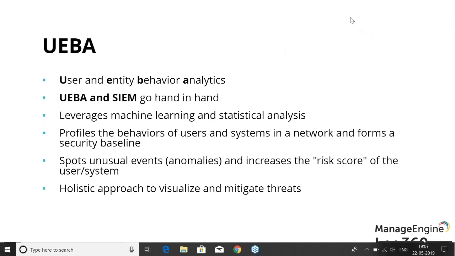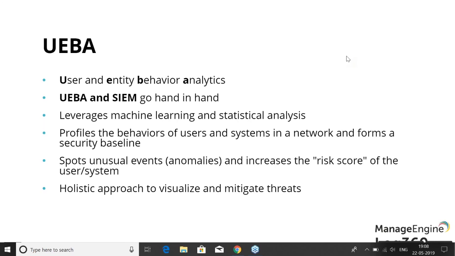So for that, we have a technology called UEBA that has been getting more and more popular over the last couple of years. It's been around for not too long, at least not officially known as UEBA. And a lot of SIEM vendors, including ManageEngine, have built UEBA functionality into their SIEM solutions. Right? So UEBA stands for User and Entity Behavior Analytics, and it goes hand in hand with SIEM.